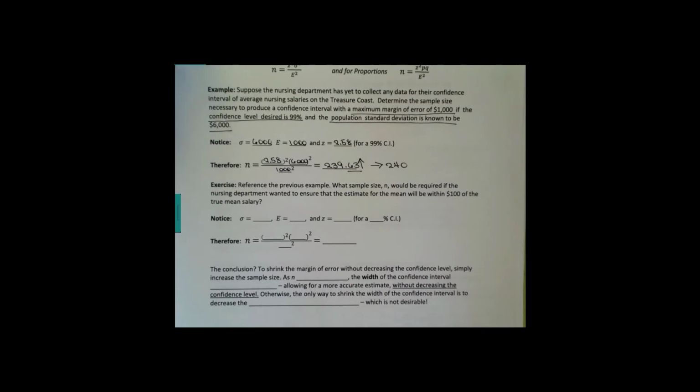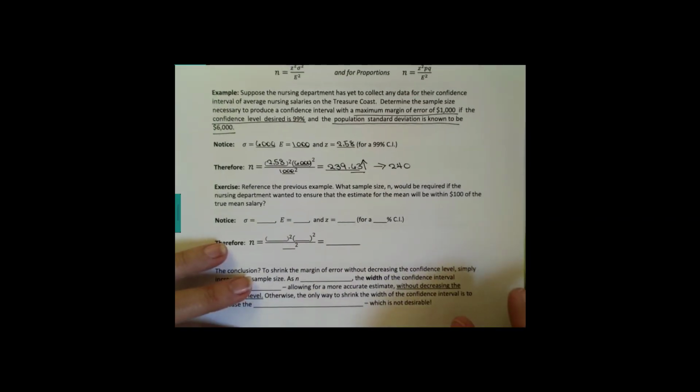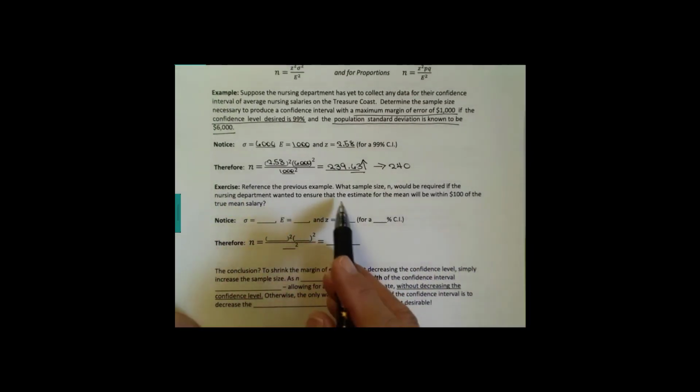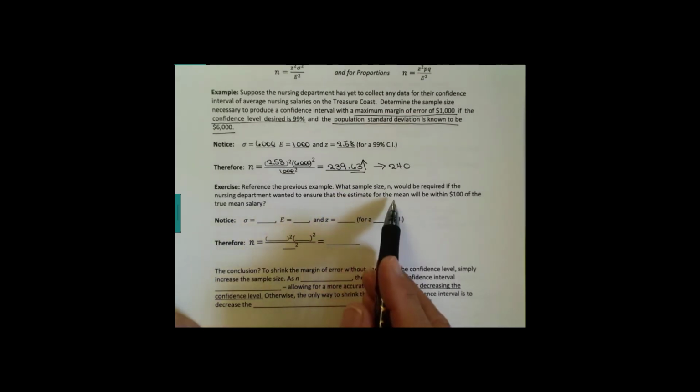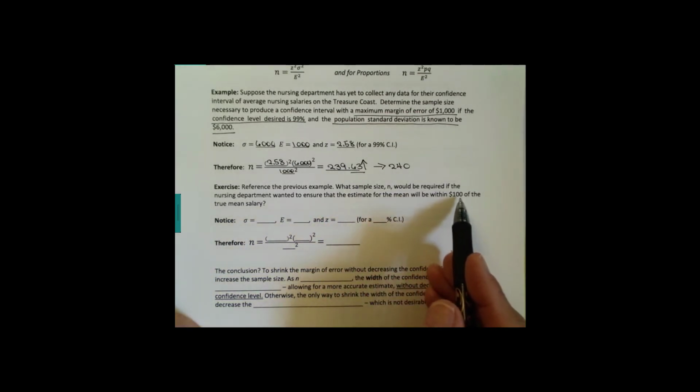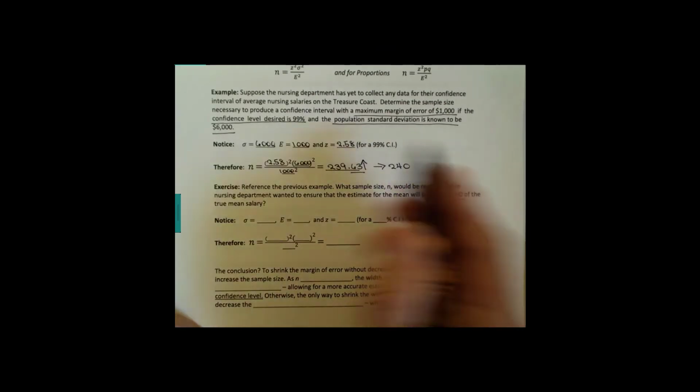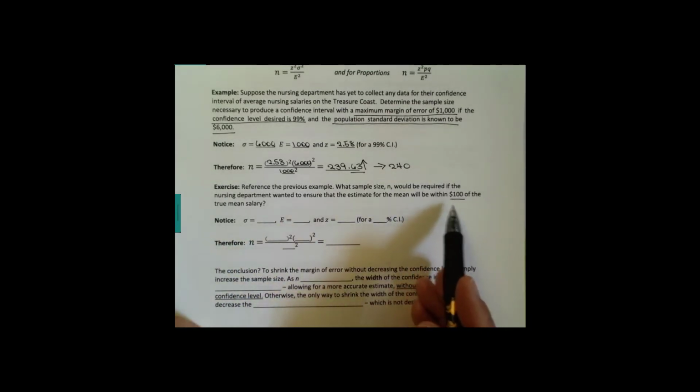Let's take this a little bit further. We're looking at this same example, and we want to know this time what sample size is going to be required if the nursing department's decided they want their estimate for the mean to be within $100 of the true mean salary. Okay, they said, okay, we can miss it by $1,000 and we're okay. But now they're going, maybe we don't want to miss it by $1,000. Let's just see if we can miss it by $100. We'll see how that changes your sample size. Go ahead and do the calculations and see how many you would need to survey if you're going to lower your margin of error down to $100.